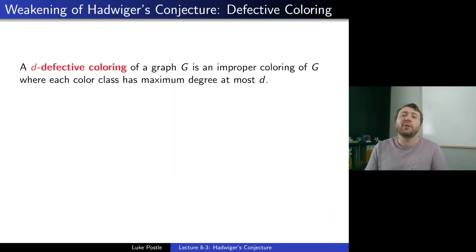There have been a number of works in the recent decade on proving Hadwiger's with somewhat weaker assumptions. So how might you do this? One way is, instead of independent sets or fractional color, to change the color classes themselves. We say a D-defective coloring of a graph G is an improper coloring where each color class has maximum degree at most D. Could I partition into low degree subgraphs, not independent sets, just low degree?